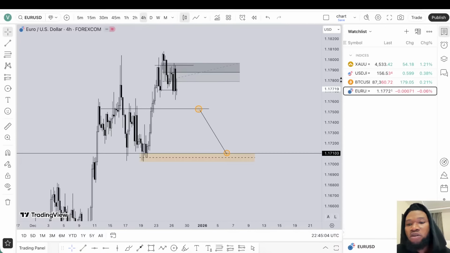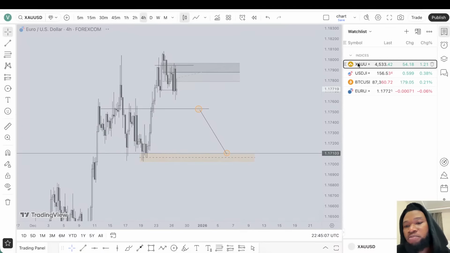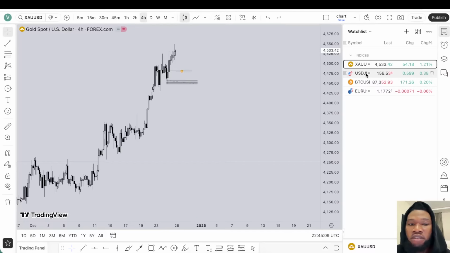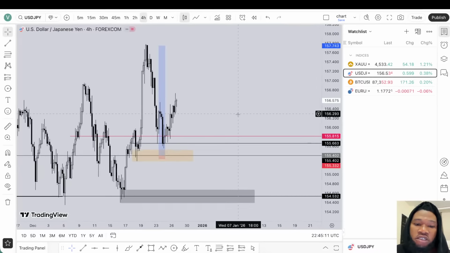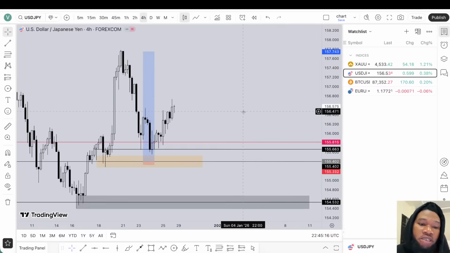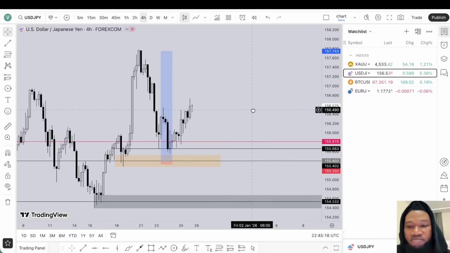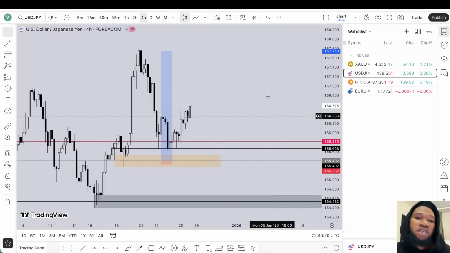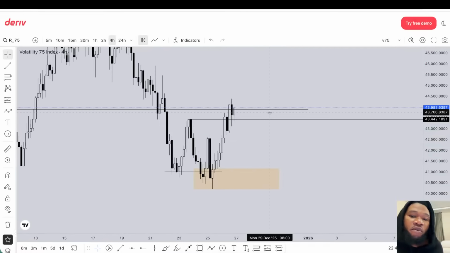So now for next year, the only pairs I will be trading are going to be gold and USD JPY. These are the only pairs I'll be trading next year. Then for synthetic, it is going to be V75 and V75 1S. So I'm going to be updating you guys based on what we've just done here today. I'm going to check the market again tomorrow, then give you guys updates on how we should follow up the market.